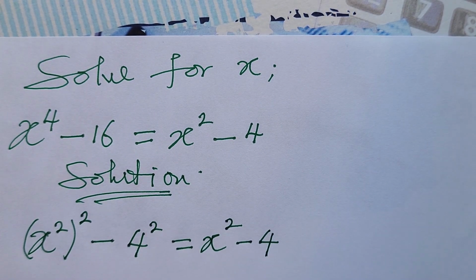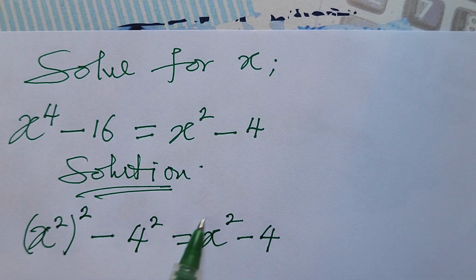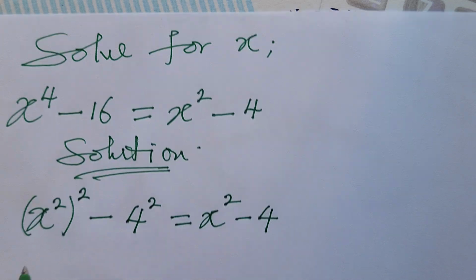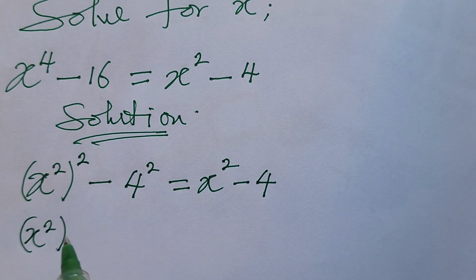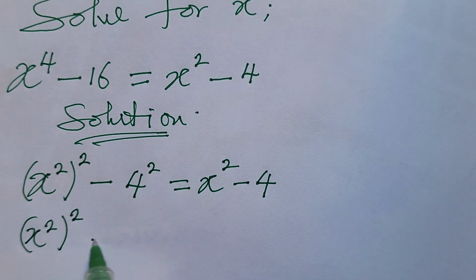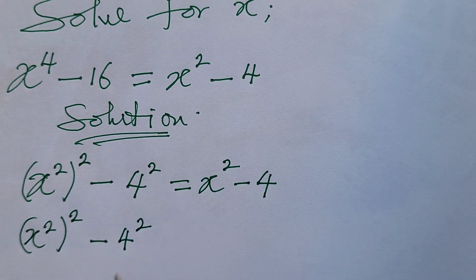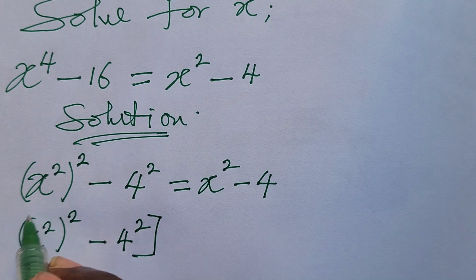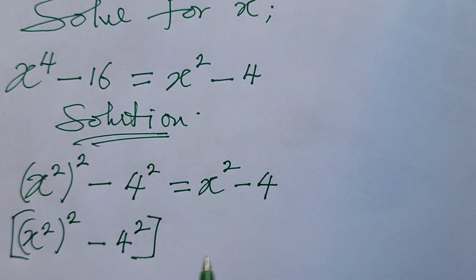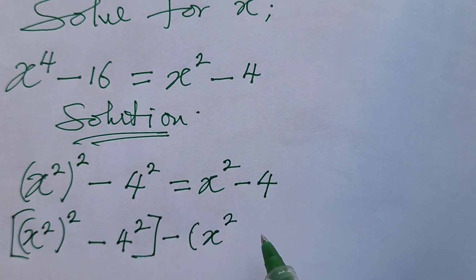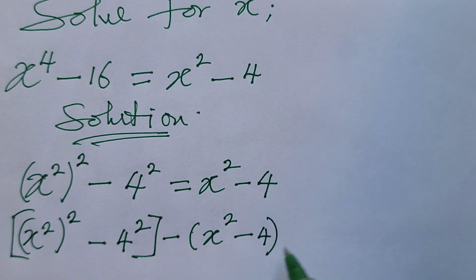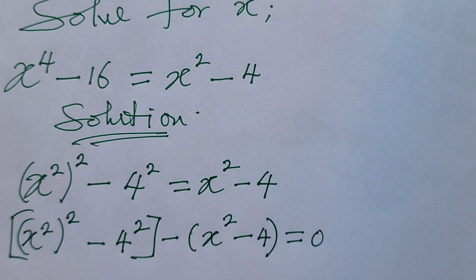What we do here is just to move the whole of this quantity to this side of this equation. So let's do that. This will give us x to the power of 2, bracket, to the power of 2, then minus 4 to the power of 2. Let's put this in the square bracket. Then if we move the whole of this to the left hand side of the equation, this is going to give us minus, bracket, x to the power of 2 minus 4, close bracket, everything equal to 0.